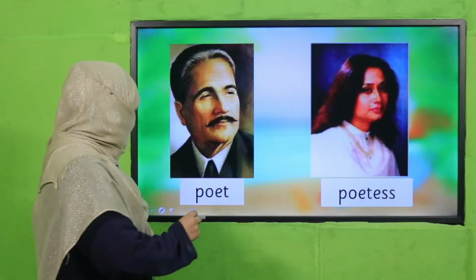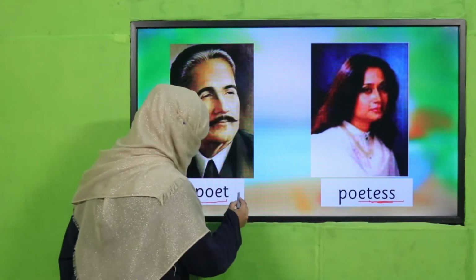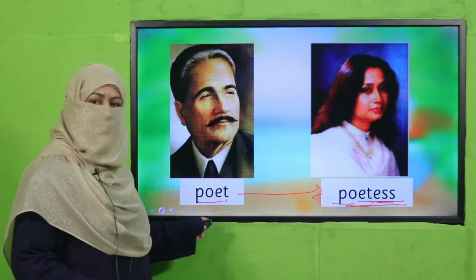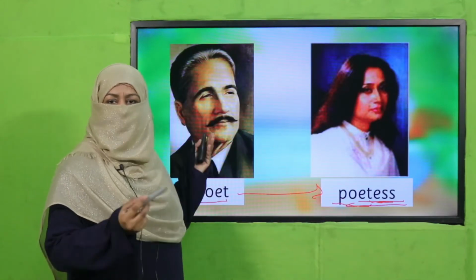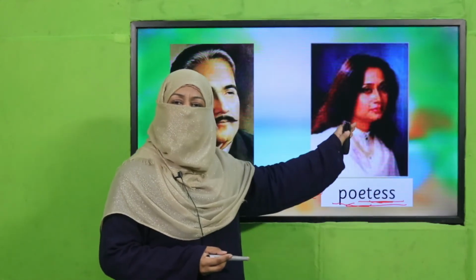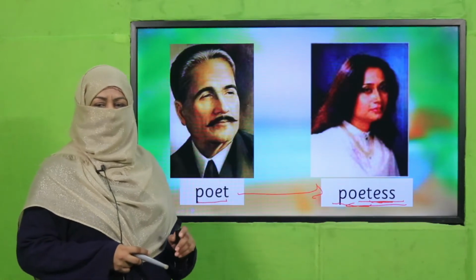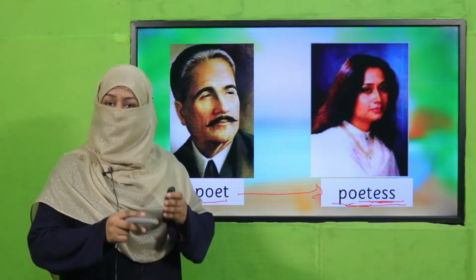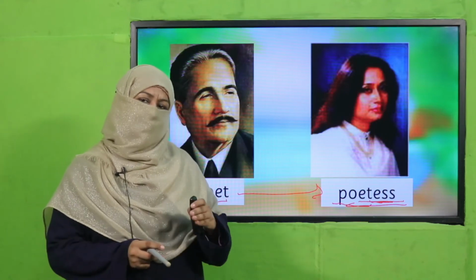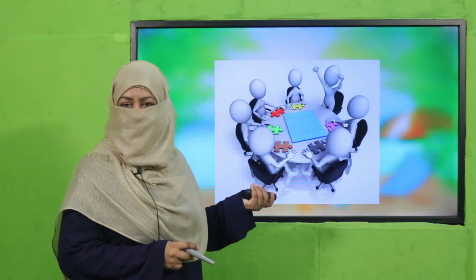And other example is poet. Poetess. By adding ESS to this noun, it becomes a feminine noun. Poet, a male poet, a masculine noun, and poetess, by adding ESS, it becomes a female poet, means it's a feminine noun. Are you getting it? All right. There are more rules for making feminine nouns from masculine. We'll learn gradually, but for today, we'll just practice these two rules. Are you clear with it?